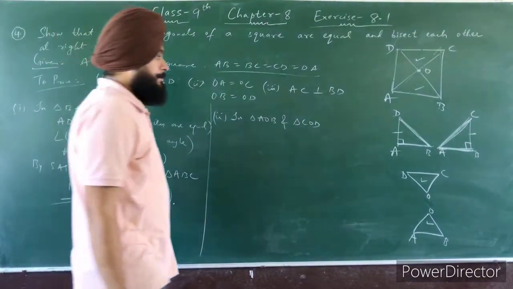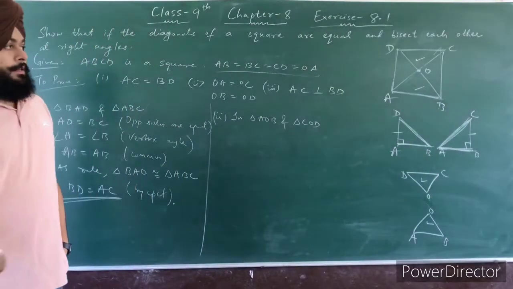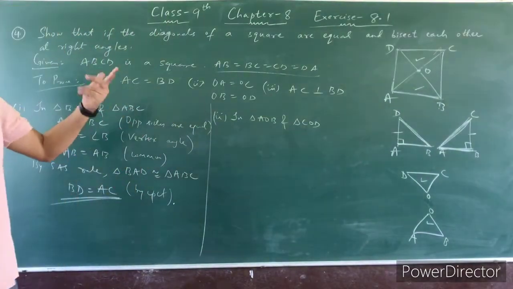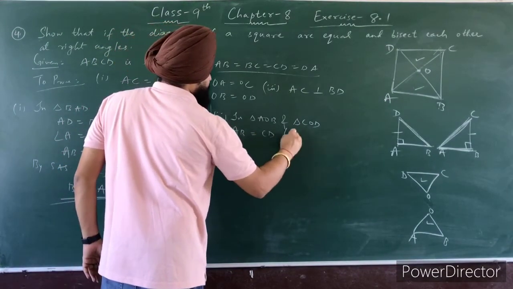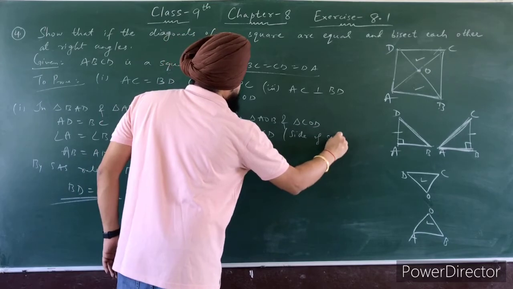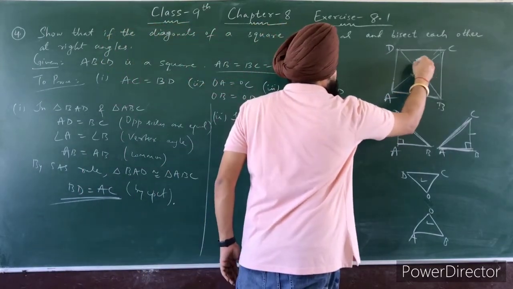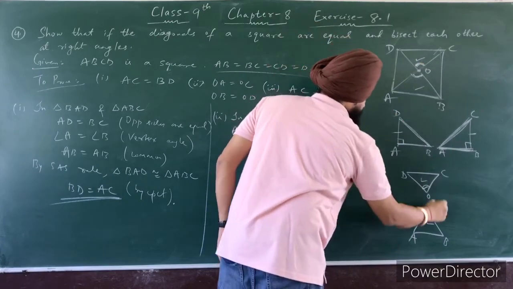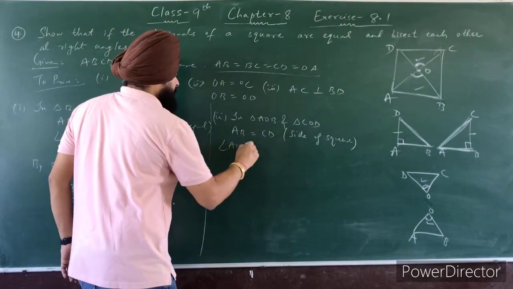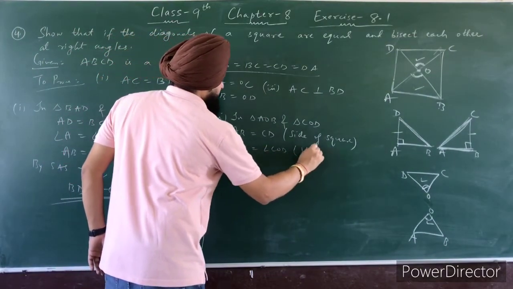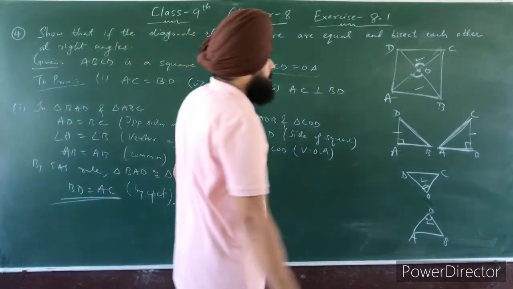So which is the first part? First one is AB is equal to CD. Opposite sides are equal, because in a square all sides are equal. AB equal to CD, side of the square. Second one, you have to take this angle. Which angle? Vertically opposite angles. Right here, angle AOB equal to angle COD, vertically opposite angles.